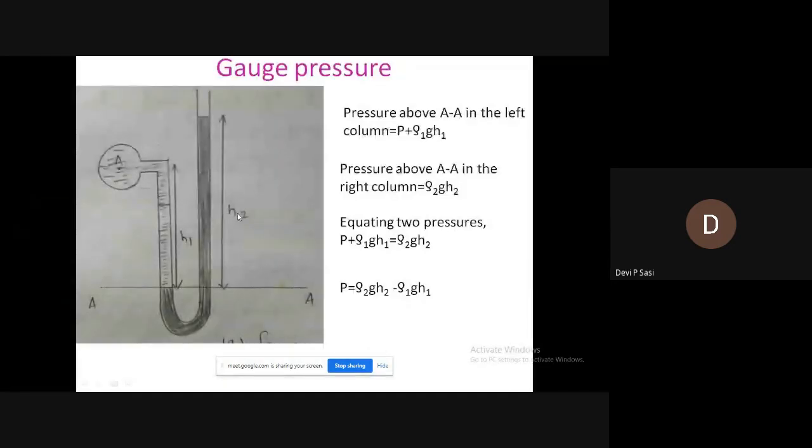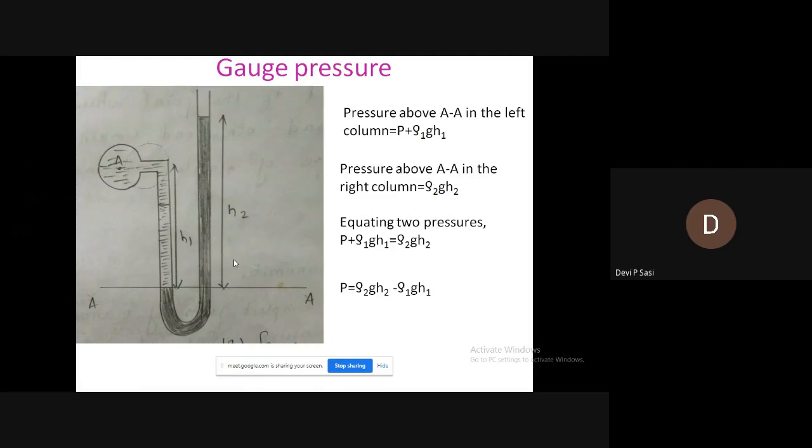Okay. Then what is H2? H2 is the height of the heavy liquid above the datum line. H1 is the height of the light liquid above the datum line. That is the height above the datum line. Similarly, H2 is the height of the heavier liquid above the datum line.